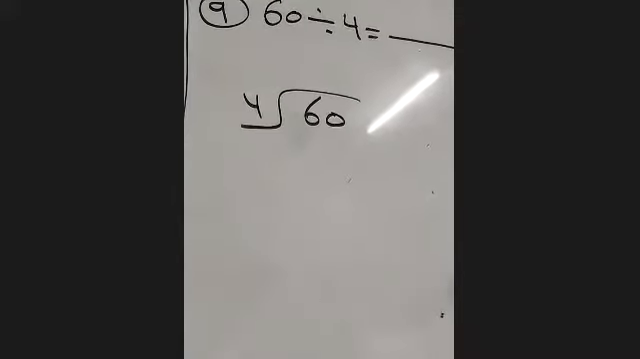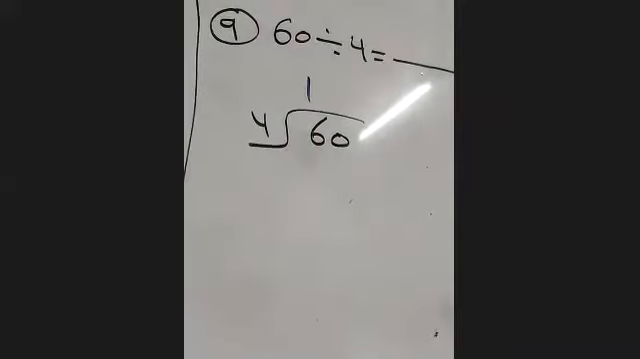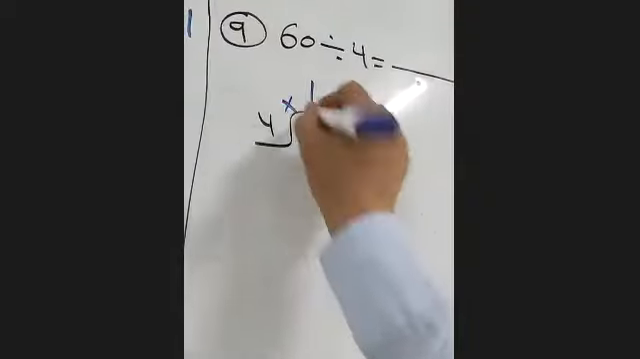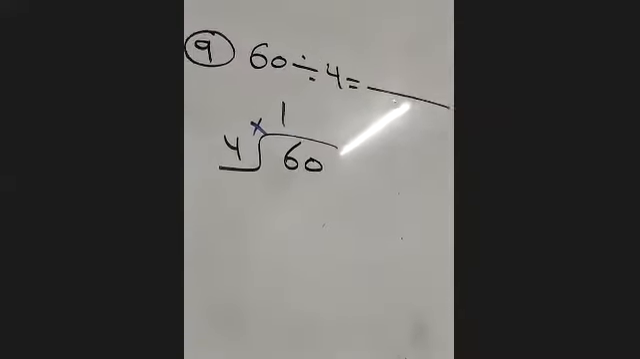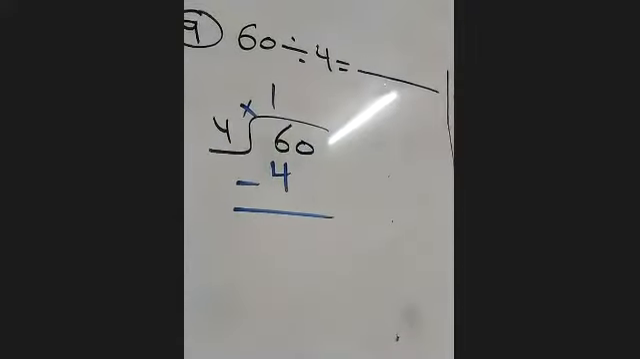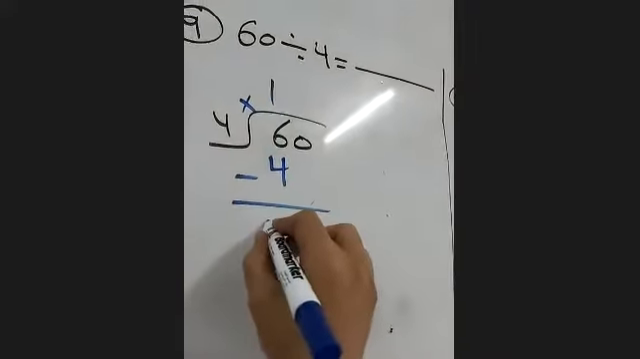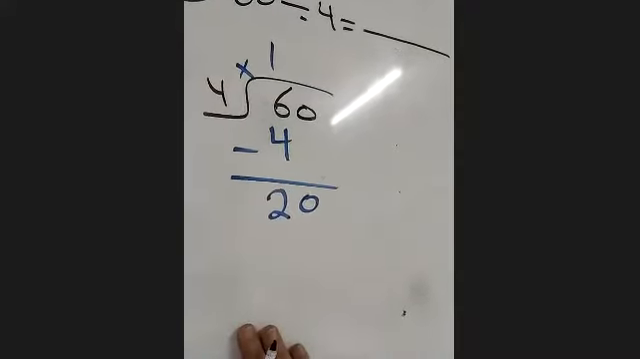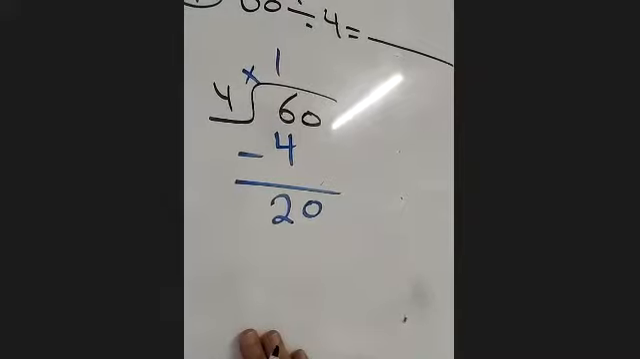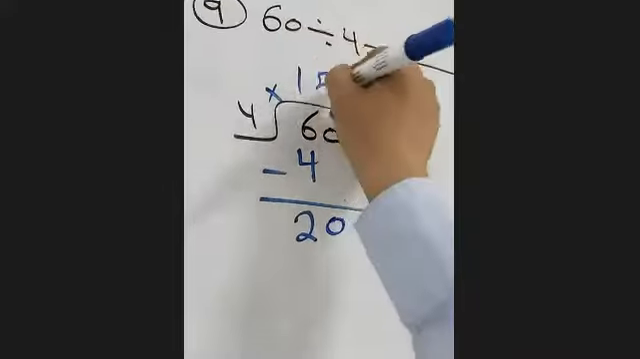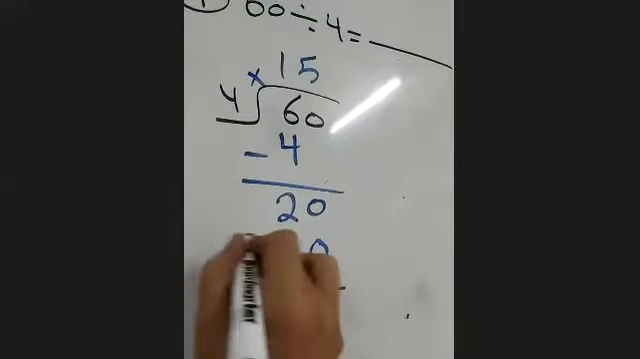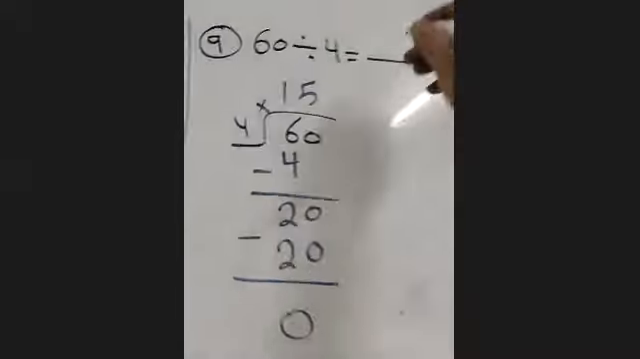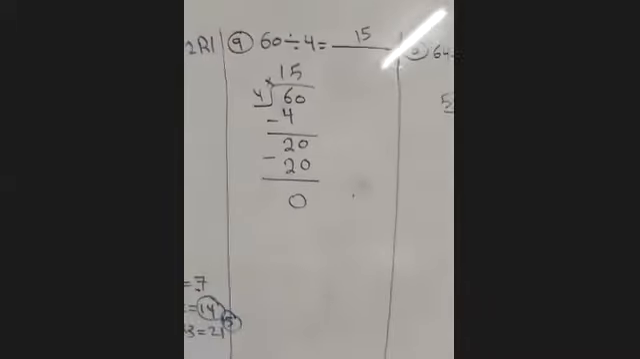We put one up because we can't put two. If we put two, it will be 8, and 8 is bigger than 6. Excellent. Yalla, one up. Then four down. Yes, we multiply it and we put 4 down. Okay, subtract. Then 0 down. 20, then put 5, because 5 times 4 is 20. Subtract. 0. So what's the answer? 15. The answer is only 15 with no remainder. Remainder is 0. Mumtaz, Ahmed. Thank you.